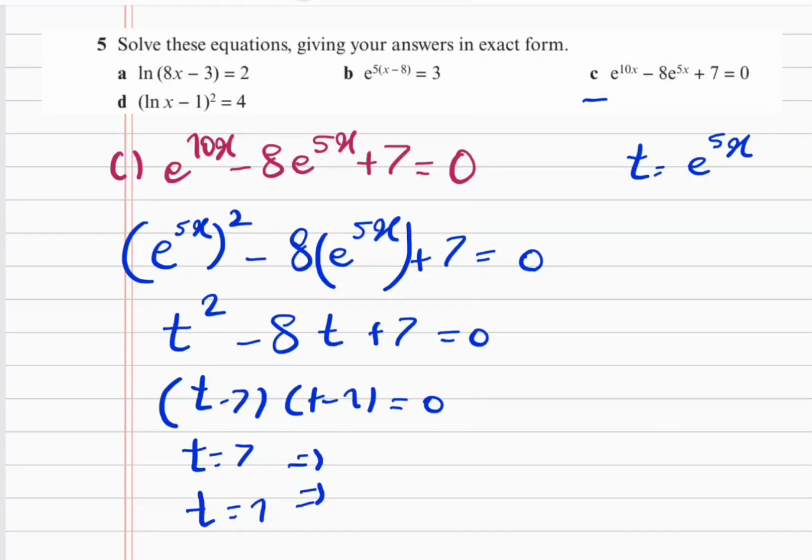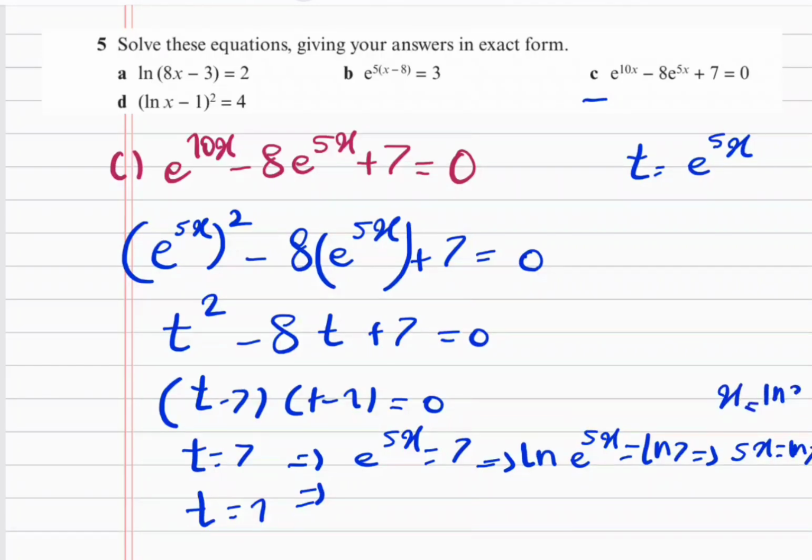And now we set each of these equal to e to the 5x because we want to find the value of x. So e to the 5x is equal to 7. We take ln of both sides. And then in this case, ln and e cancel out. So we get 5x is equal to ln 7, which means that x is equal to ln 7 over 5.